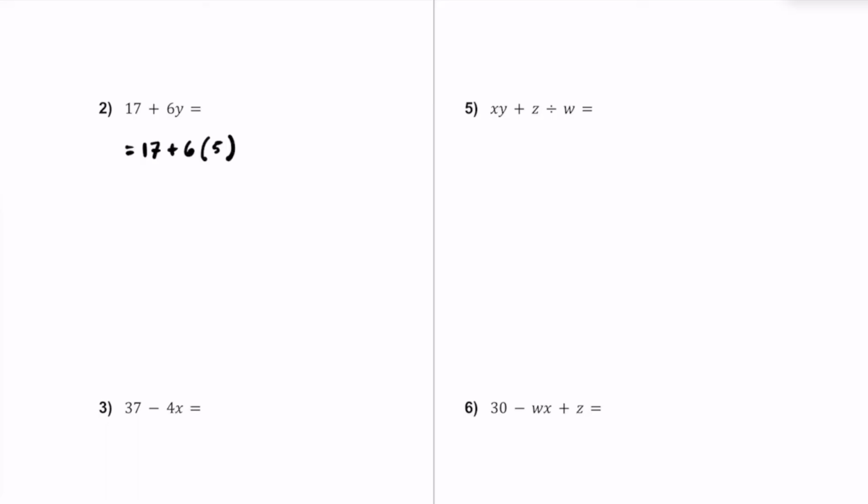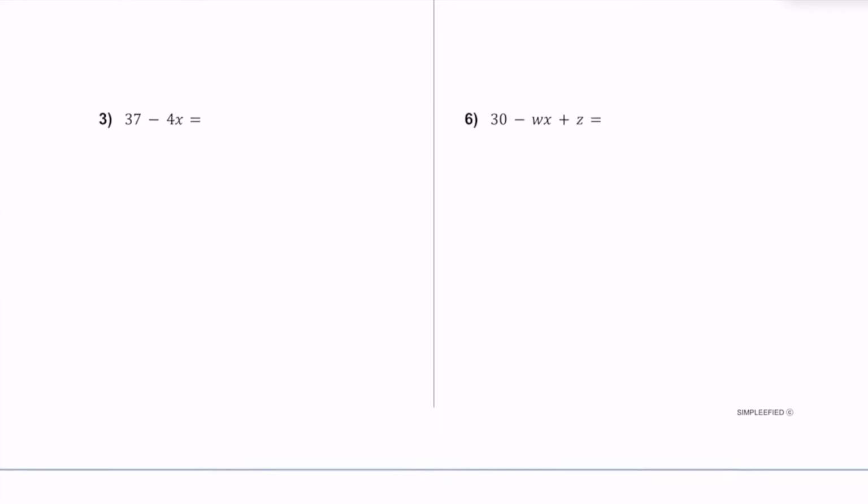Now between addition and multiplication, multiplication is going to be more important. So we have 17 over here plus, and then 6 times 5 is going to be 30. Now we just have addition, so 17 plus 30, that's going to be equal to 47. So that's going to be the value of this expression if y is equal to 5.